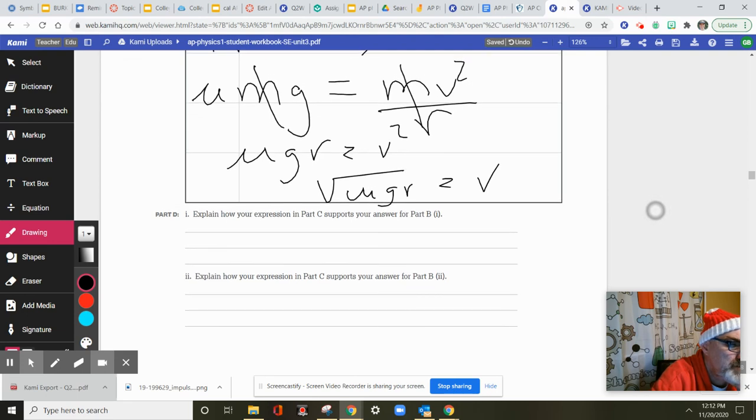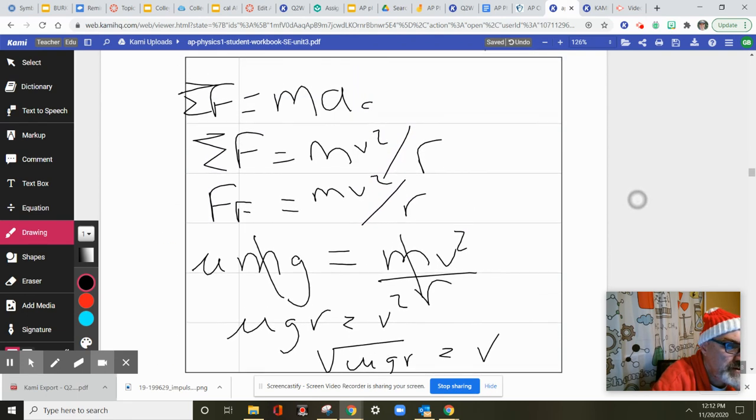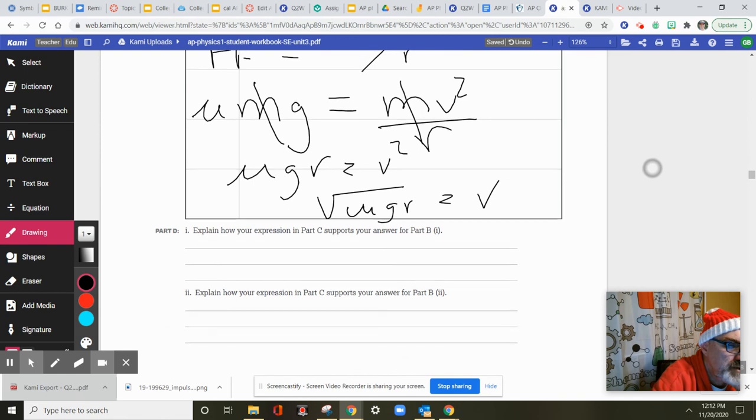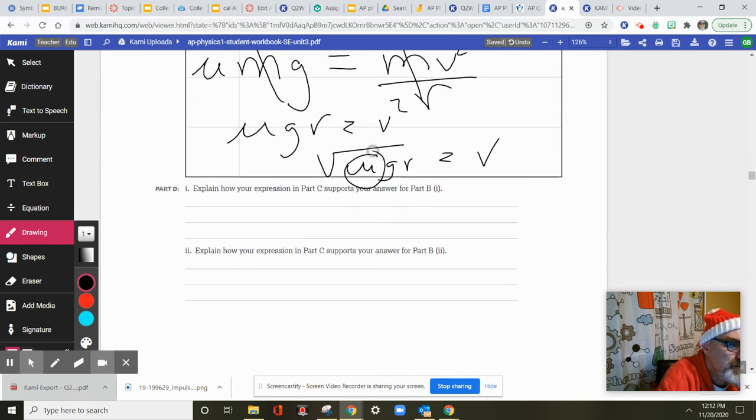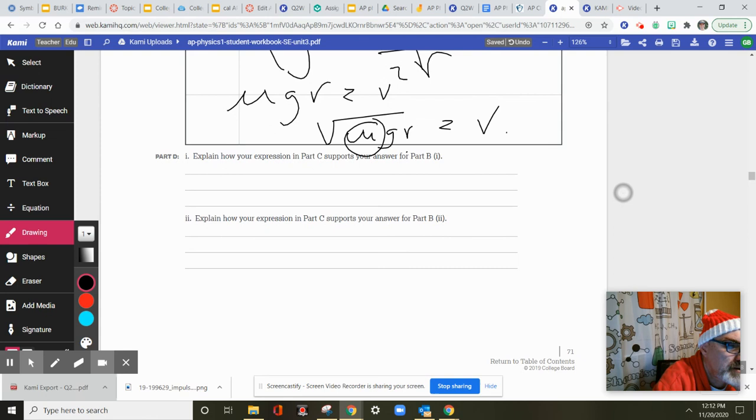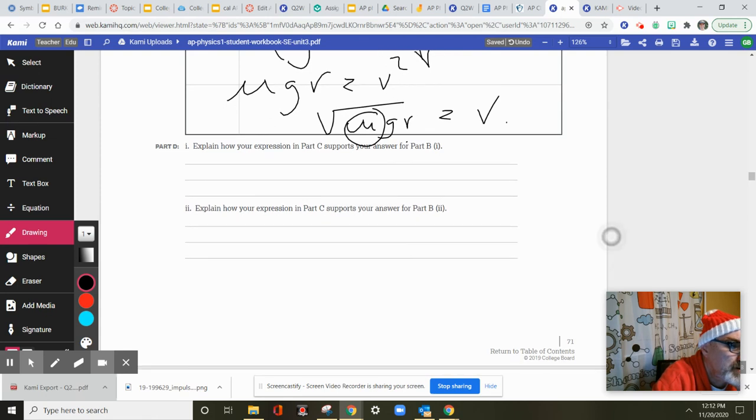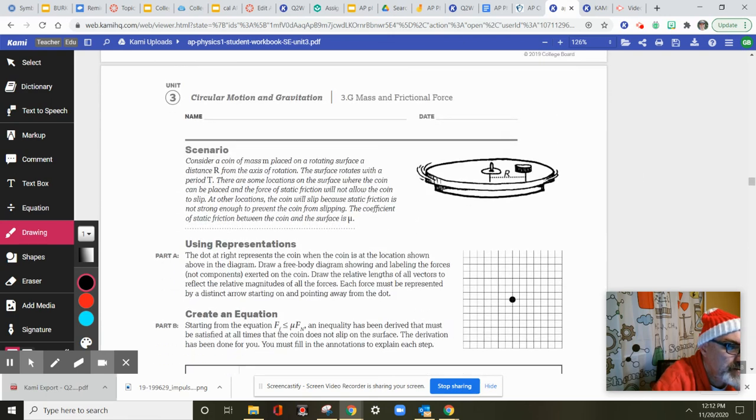How does your expression in part C support your answer for part B? Well, we talked about the road getting wet and the coefficient of friction decreasing, right? So that meant that if the radius was the same, the velocity would have to decrease. And that's all I have to say about that.